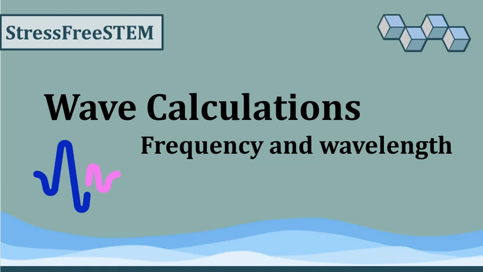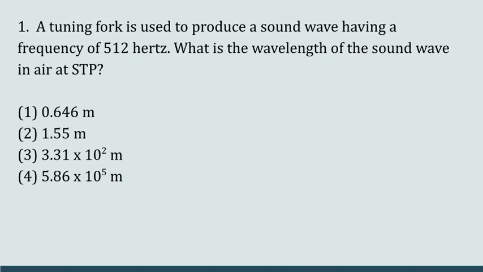Hi everyone. In this video we're going to go over a few physics Regents problems that relate to waves, and we're going to practice calculating frequency and wavelength. The first question says, a tuning fork is used to produce a sound wave having a frequency of 512 Hz. What is the wavelength of the sound wave in air at STP?